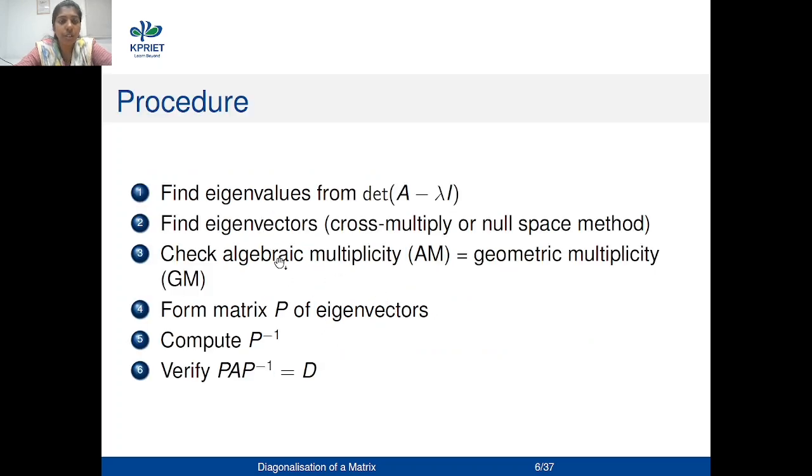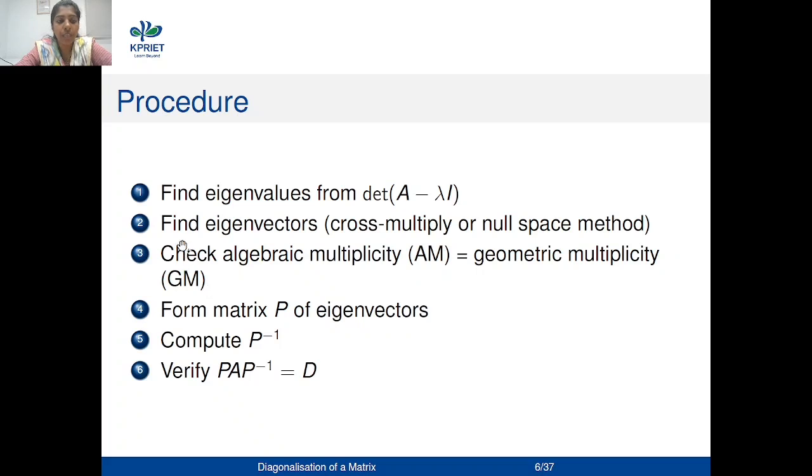Now this is the methodology that we have to use to find the diagonalization of a matrix. First we have to find the eigenvalues of the matrix A with the help of A minus lambda I, and next we want to find the eigenvectors. Here I have explained two methods, cross multiply and null space method. After doing these two steps, we have to check the arithmetic and geometric multiplicity for each and every eigenvalue. Once these three steps are done, then we can say the matrix is diagonalizable and move on to steps 4, 5 and 6. Or else we have to stop and say that the matrix is not diagonalizable.